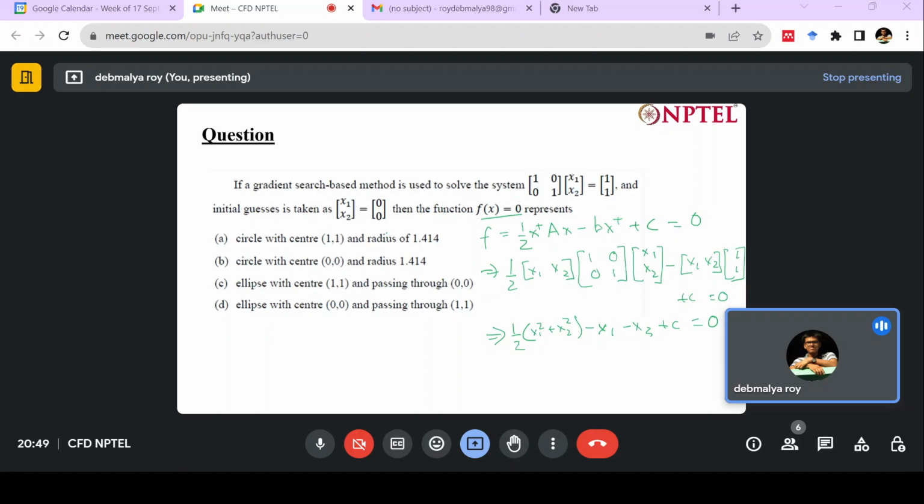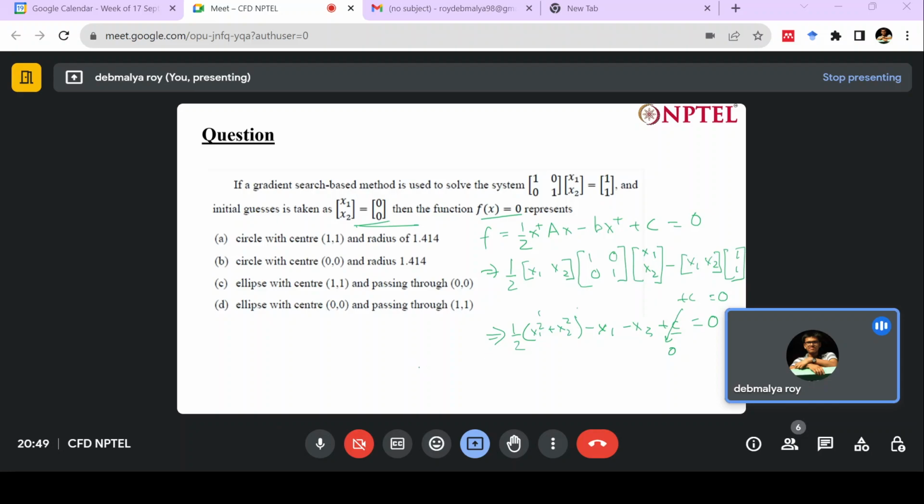Now, why this initial guess is given must be very clear to you. We have to find out the value of c, because c we can choose anything, right? C is in our hand. So if the initial guess is 0 comma 0, it must satisfy this equation. If you put 0 comma 0 here, you will see all the terms vanish. This is 0, this is 0, every term is vanishing. So c must be equal to 0. We are putting this initial guess, and it must satisfy this equation to get c. Okay, now what does this represent?